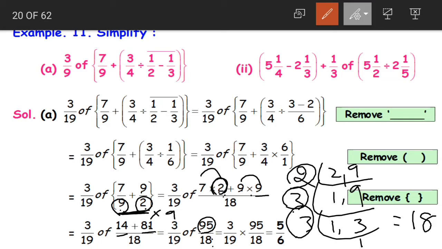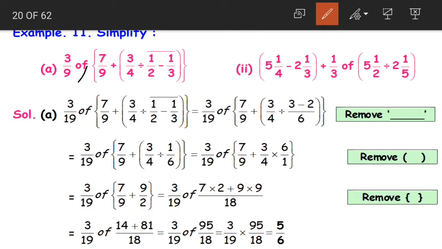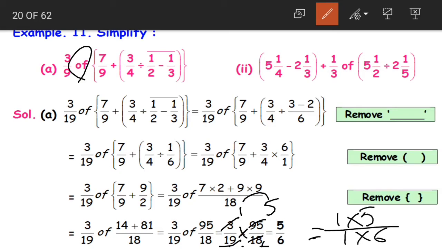And lastly we are having "of" here. Outside all the brackets we are having "of". Now what does "of" in fractions mean, students? It means multiplication. Yes. Now 3 by 19 into 95 by 18. We know that 3 ones are 3, 3 sixes are 18. In a similar way, 19 ones are 19 and 19 fives are 95. So what are we left with in the numerator? 1 into 5 divided by 1 into 6 in the denominator. 1 fives are 5 and 1 six is 6. Clear, students? 5 by 6 is our answer.